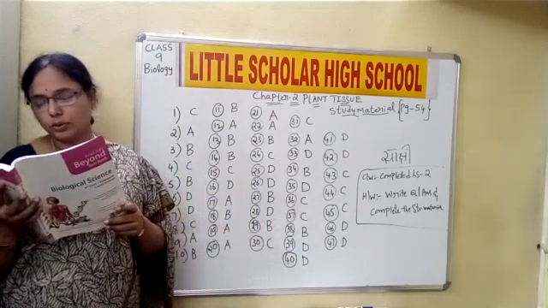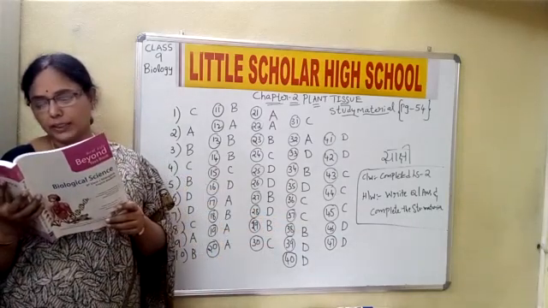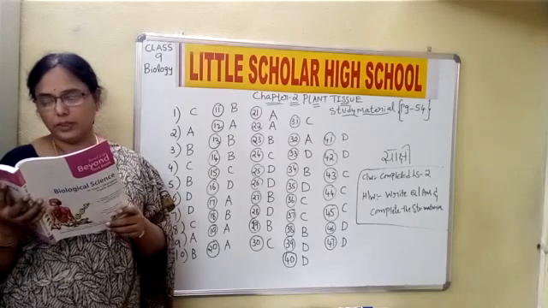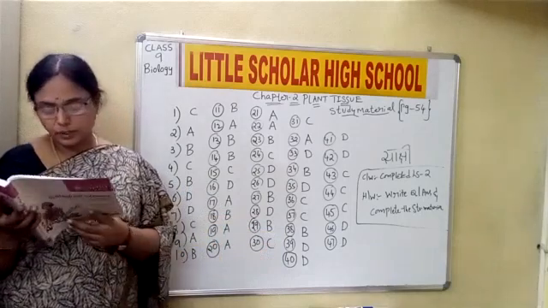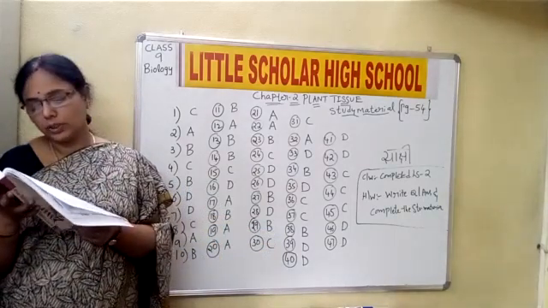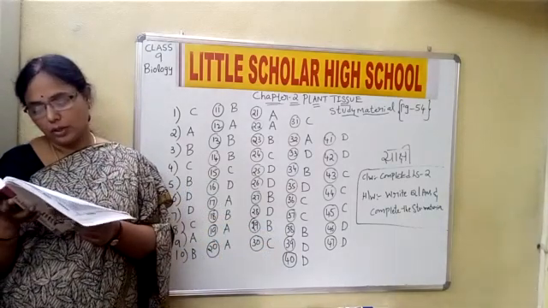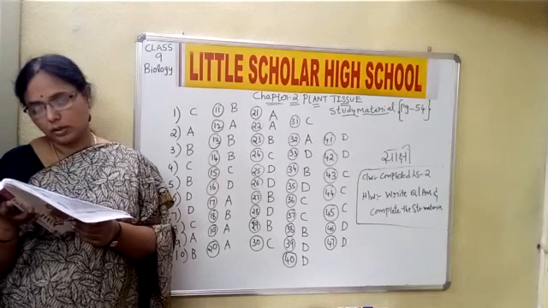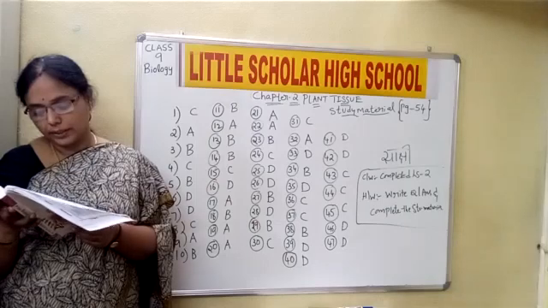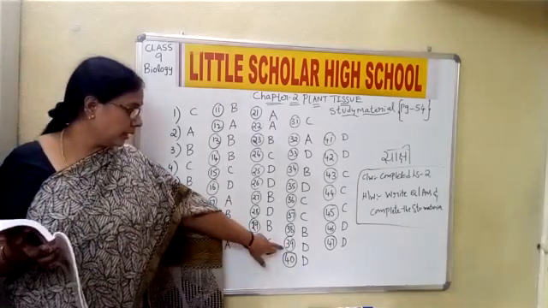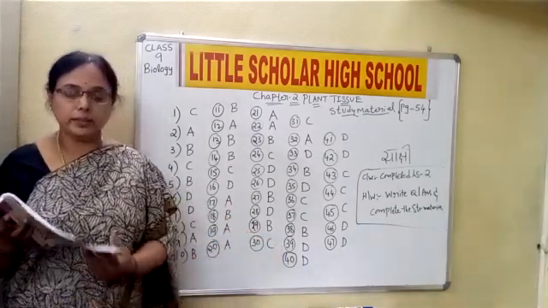Question 38: This is also called leptome. That is phloem. 38B, children. Question 39: Arrange the flowchart in the correct order. The order is cells, tissues, organ system, organism. So 39D, children.